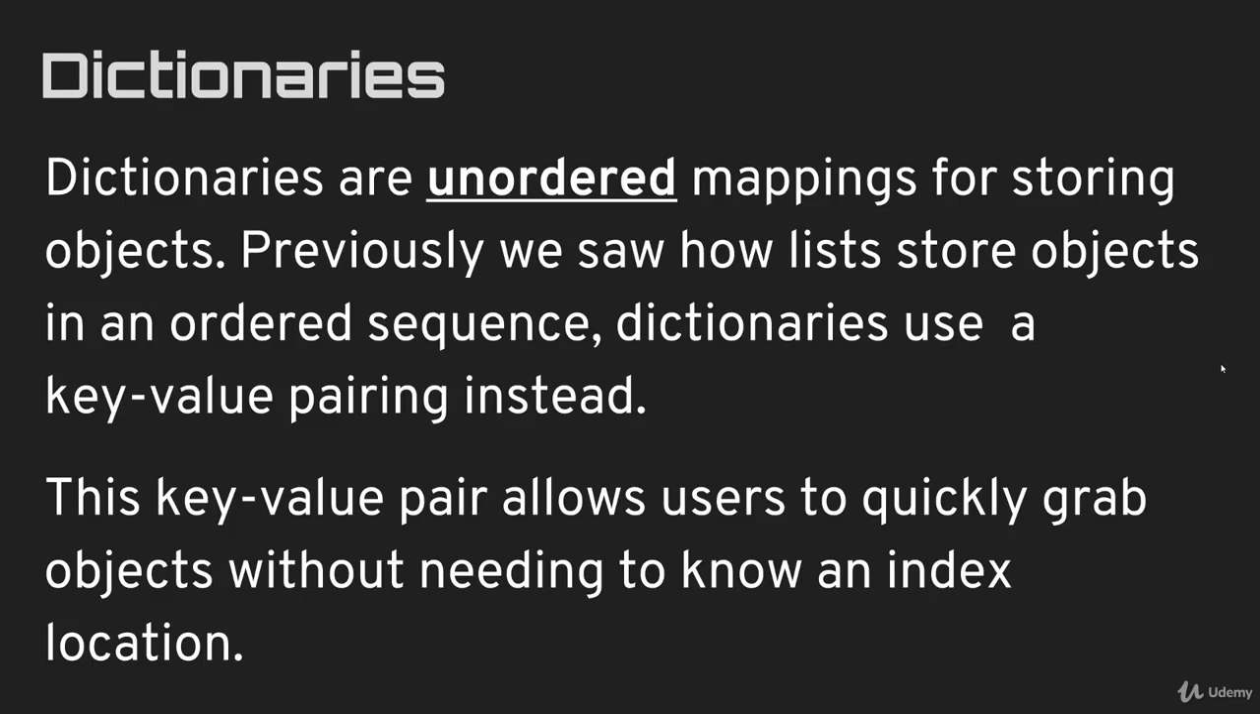Previously, we saw how we could use a Python list to store objects in an ordered sequence, such as storing integers or strings in order. Dictionaries, however, use a key-value pairing instead. This key-value pair allows users to quickly grab objects without needing to know an index location.